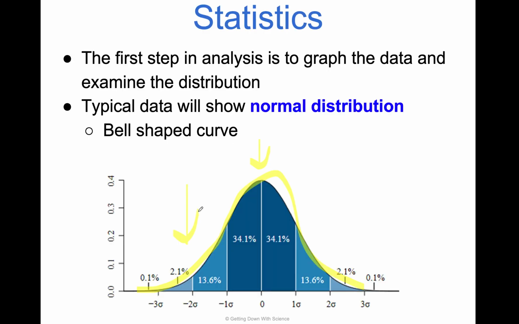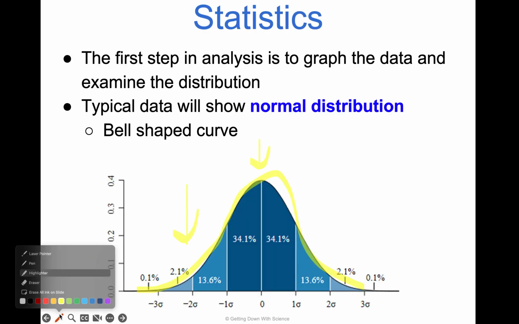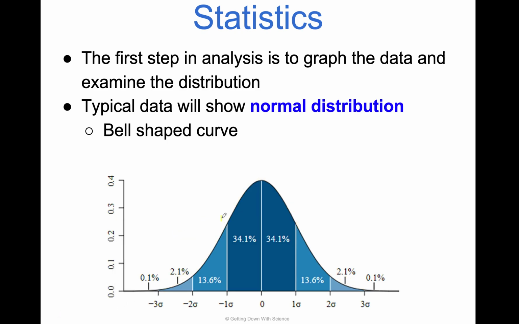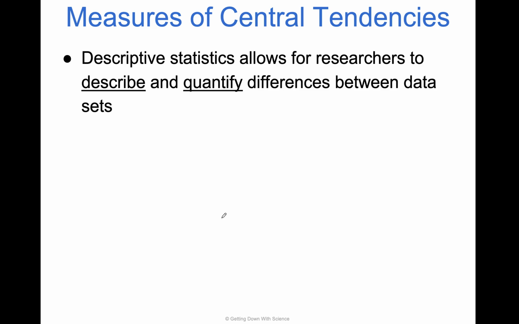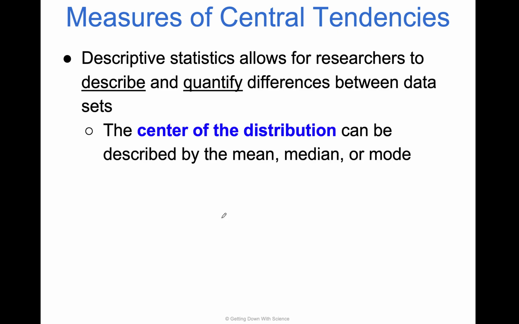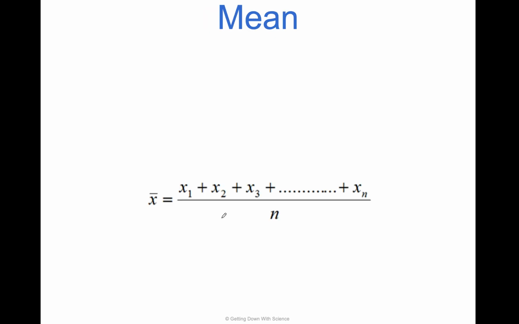Pause here to take notes. Cool. All right, central tendencies. We measure central tendencies. It's a descriptive statistical analysis that allows researchers to describe and quantify data between different data sets. The center of a distribution can be described. We talk about this in mean, median, and mode. We'll be doing a lot of mean, median, and mode throughout this class. These are called the central tendencies. Mean being the average, median is the middle number, and mode is the number that is seen the most.